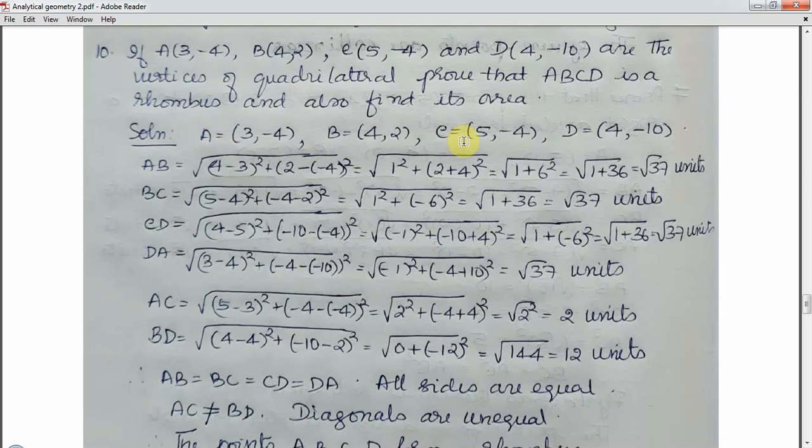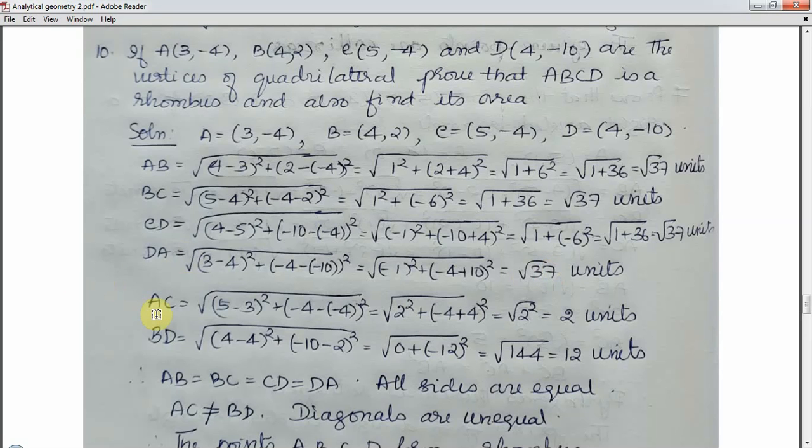So A, B, C, D is written as AB, BC, CD and DA. Continuous, cyclic way of writing. A to B, B to C, C to D and D back to A. These are the four sides we'll be checking. And for the four sides, the distance is root 37, root 37, root 37, root 37. So four sides are equal. When four sides are equal, we have two options. Either it is a square or a rhombus. Now we should check whether it is a square or a rhombus.